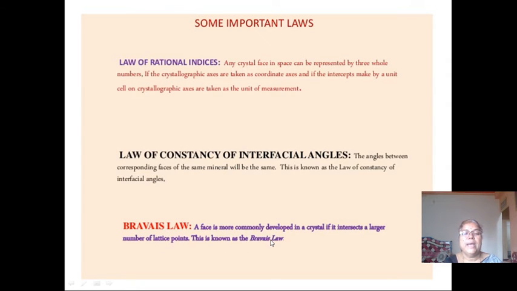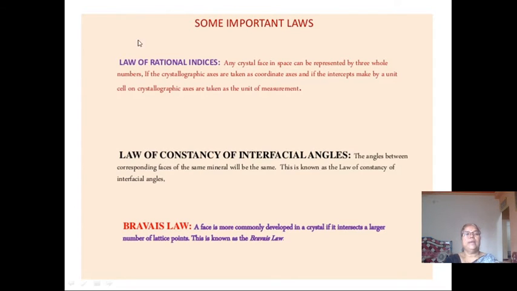This is known as Bravais law. Here, crystallography is studied with the help of three laws. The first law is the law of constancy of interfacial angle, and it means that in the formation of a crystal, the angle between two faces always remains constant.